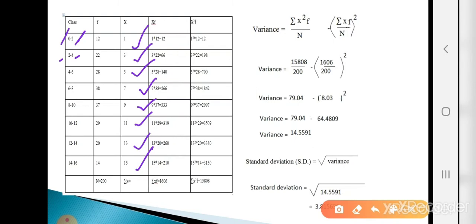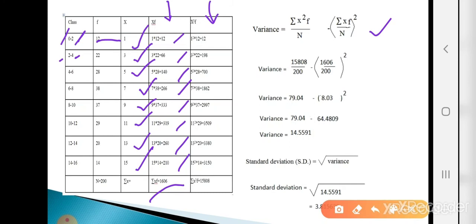Now make the columns x into f and x square into f, because we need these values for calculating the variance. So what is meant by x into f? Just multiply the x values by the corresponding values of f. So 1 into 12, that is 12. Then 3 into 22, that is 66. Then 5 into 28, that is 140. Then 7 into 38, that is 266. 9 into 37, that is 333. 11 into 29, that is 319. Then 13 into 20, that is 260. Then 15 into 14, that is 210. And last, the column total is summation xf equal to 1606.